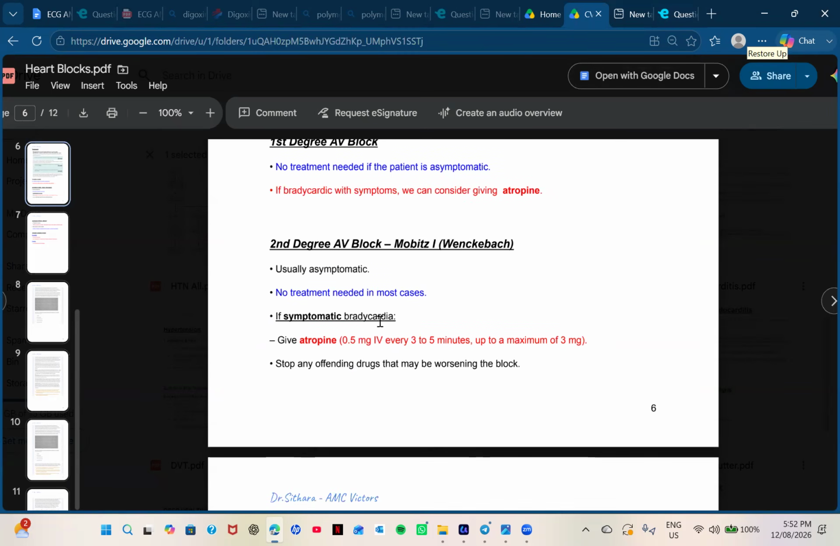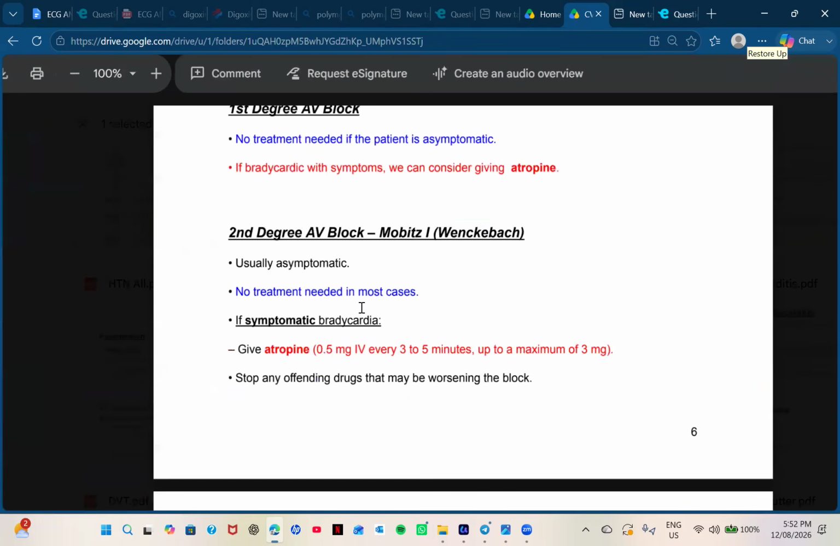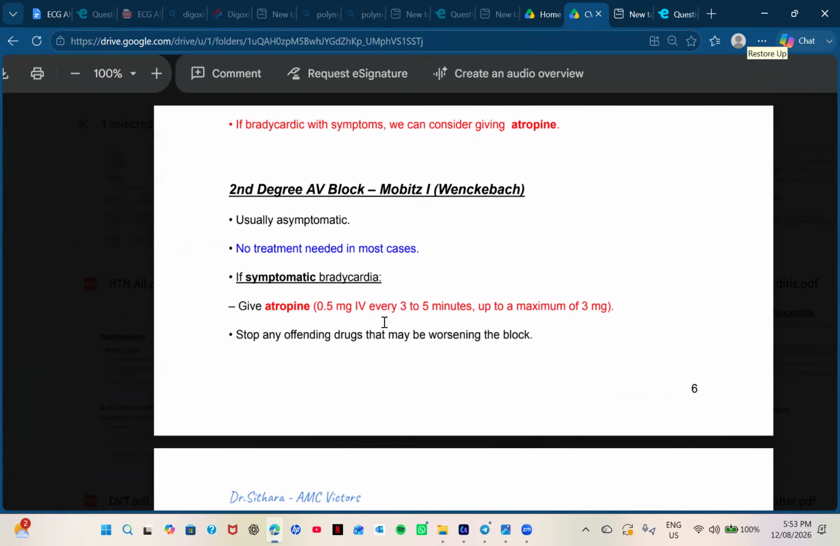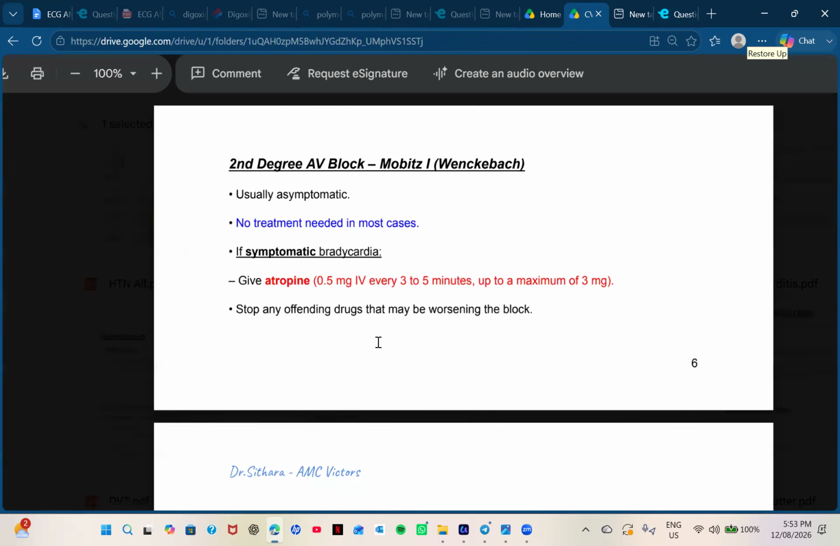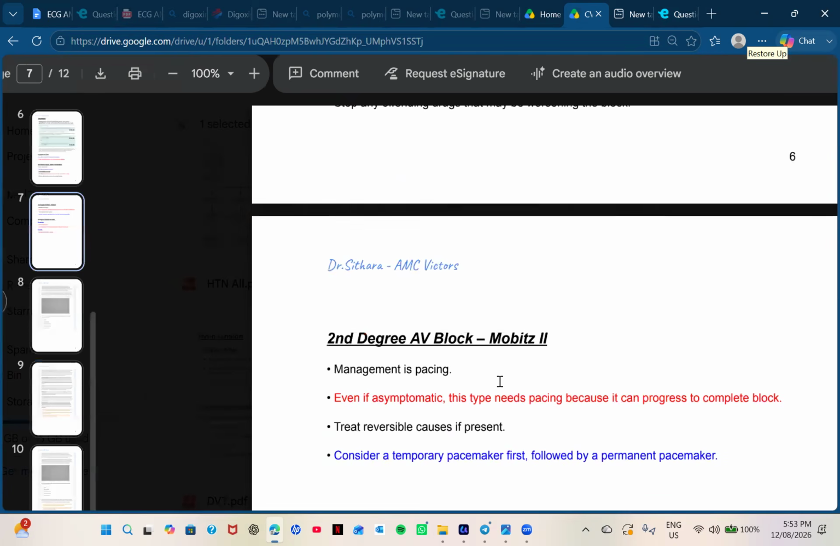Next one. Second degree AV block, Mobitz 1 or Wenckebach. It's usually asymptomatic, and no treatment is needed in most cases. But if symptomatic bradycardia is present, you have to give atropine, right? Atropine 0.5 milligram IV every 3 to 5 minutes, up to a maximum dose of 3 milligrams. Remember this part is very important. The maximum dose of 3 milligrams, very important, okay? Stop any drugs that may be worsening the block.